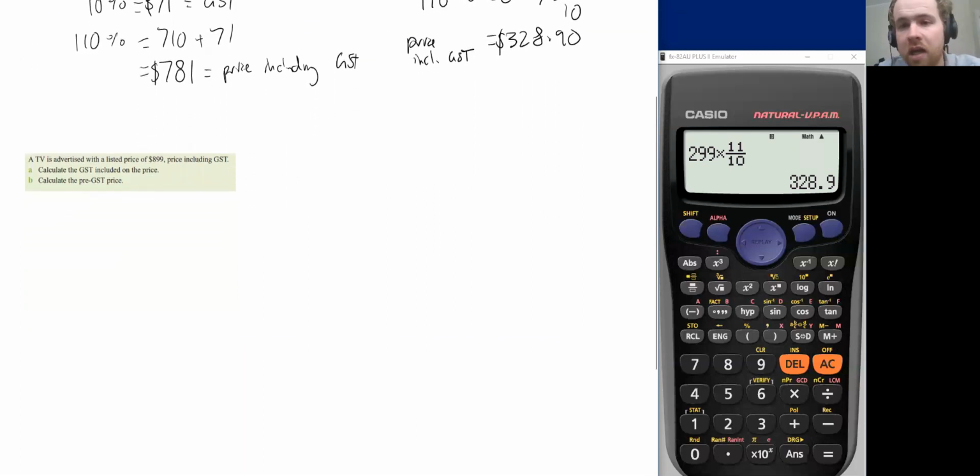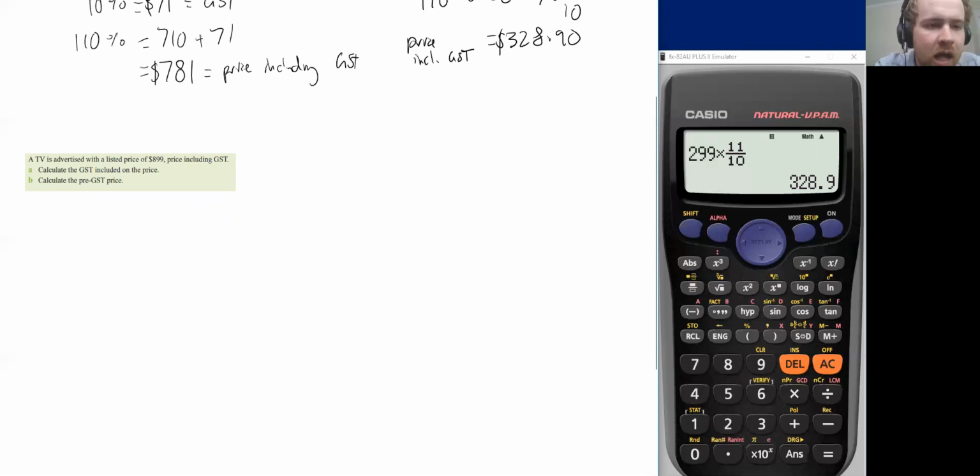Okay. Now, here's where it gets a little bit tricky and we need to be really careful. We're going to look at the including GST price, and then from that calculate the price before GST, or the price excluding GST, or the pre-GST price. We just need to be across that language. So just think, has the GST already been applied or not? That's what we need to think about.